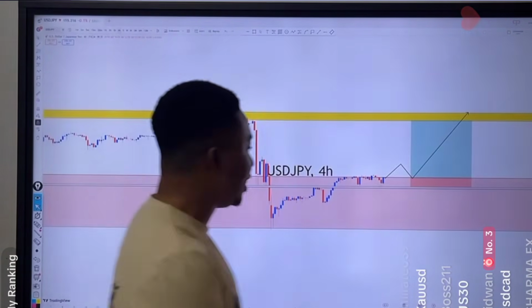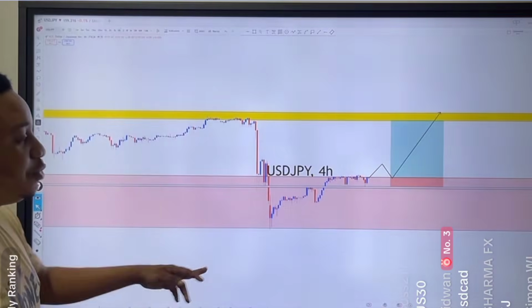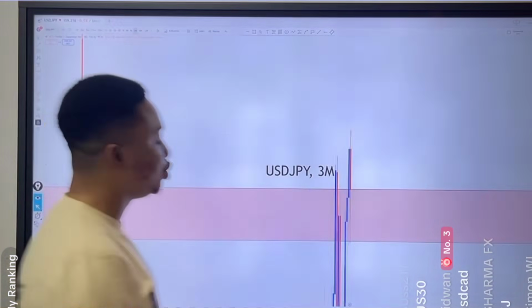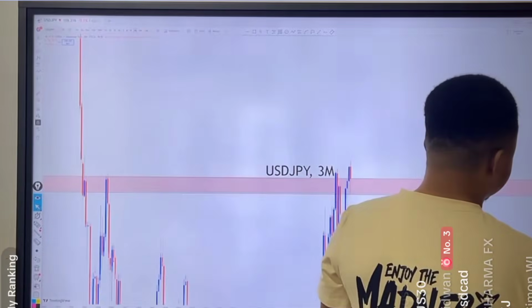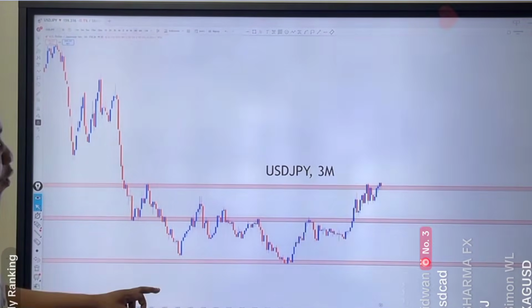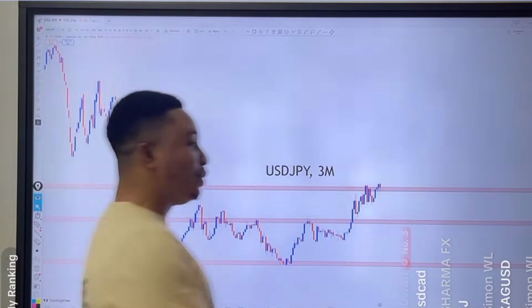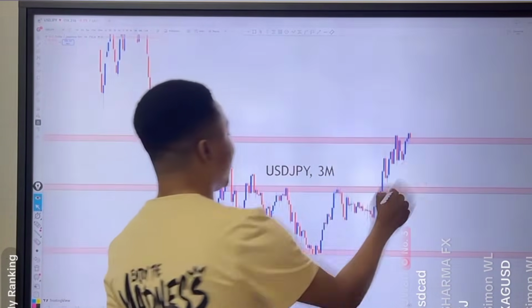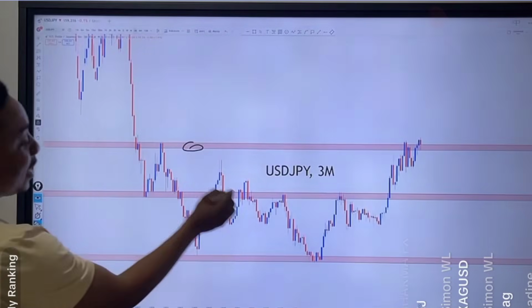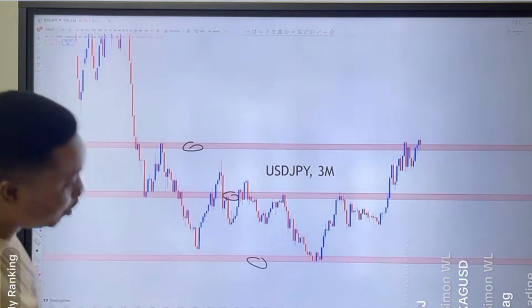This is USD JPY, and what we are looking for is a buying opportunity. Let's break it down as we take it to the 3 months. This is the 3 months time frame of the USD JPY. Now, USD JPY on the 3 months, what is currently happening on this pair? So on the 3 months, we have the upper, the middle, and then the lower zone.